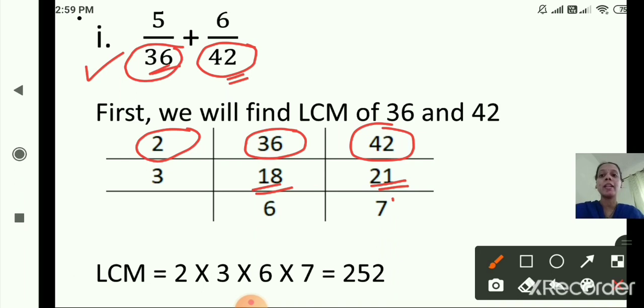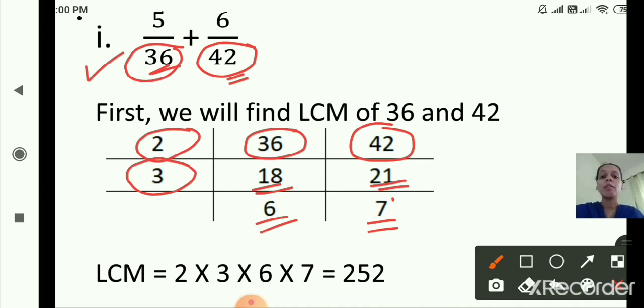Now we got 18 and 21. Both the numbers are divisible by 3, right? So we will divide both the numbers by 3. Here I have written 3. 18 divided by 3 is 6, and 21 divided by 3 is 7. Okay, now here we got 6 and 7. These both numbers are not divisible by any single number, so we will stop here.